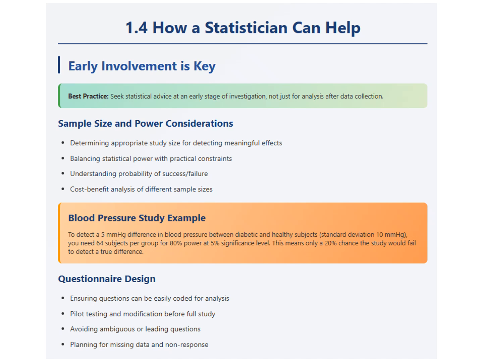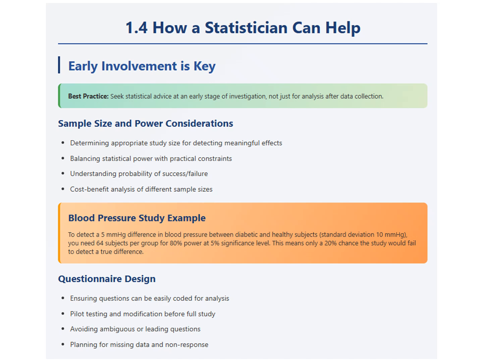Now, what does 80% chance mean? It means that if you run the study with 128 subjects, and there really is a 5 millimeter of mercury difference between the groups, you have an 80% probability of detecting it as statistically significant. Put another way, there's a 20% chance your study will fail to detect a real difference. This is incredibly valuable information to have before you start your study. It helps you plan your timeline, your budget, your recruitment strategy. It also helps you decide whether the study is worth doing at all.